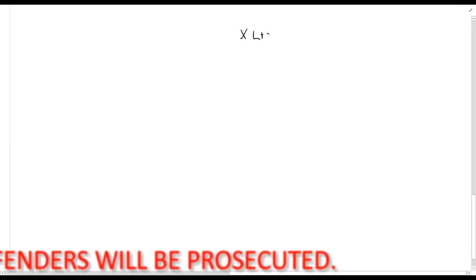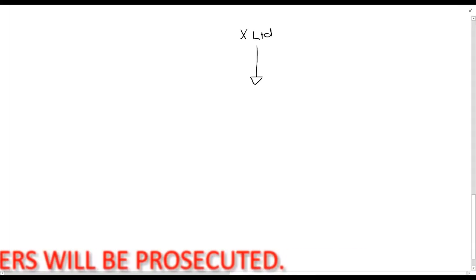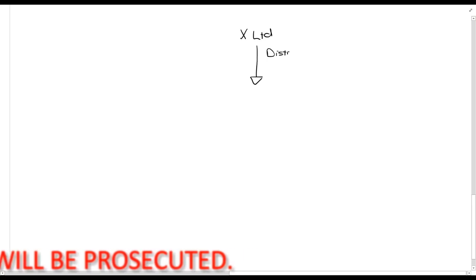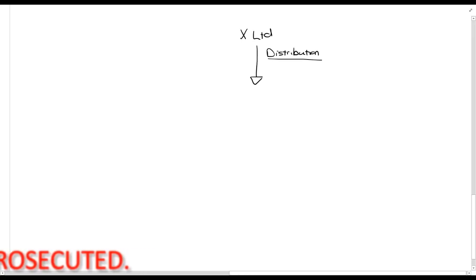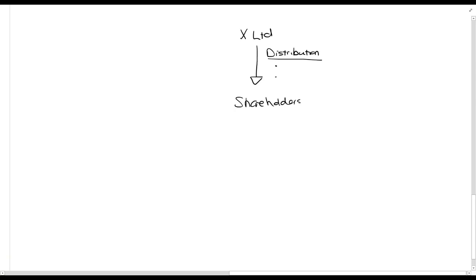Here is X Limited, a company. It makes a distribution, and you're going to see me use that term very often. You need to pay attention to the word distribution. A distribution from a company to its shareholders can basically be a dividend, or it can be something which is called contributed tax capital, which we'll explore in a lot more detail. Now, a dividend is a dividend, and a contributed tax capital, CTC, is not a dividend. So for now, I'm just going to ignore CTC.